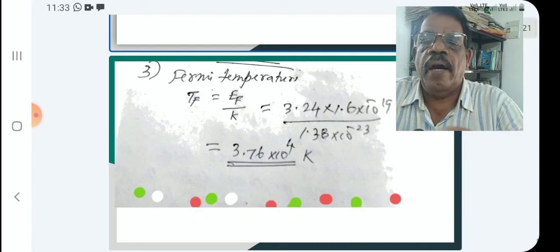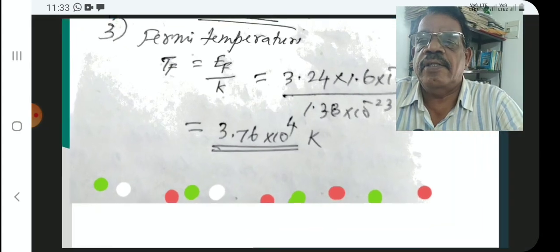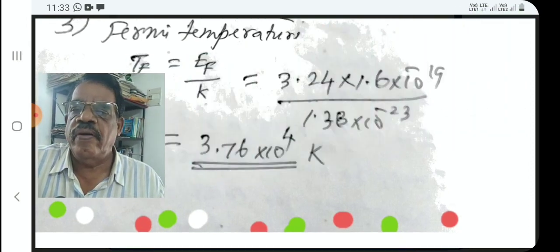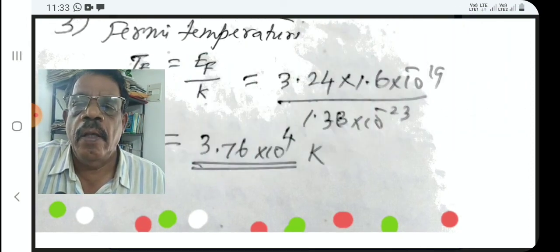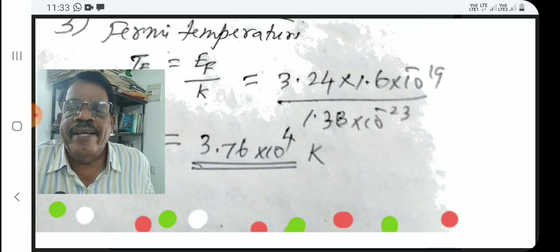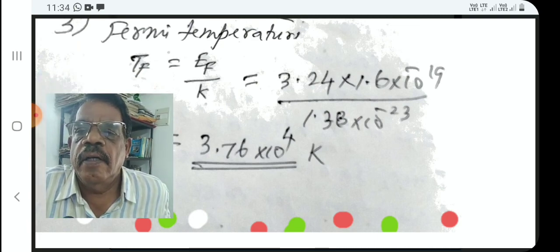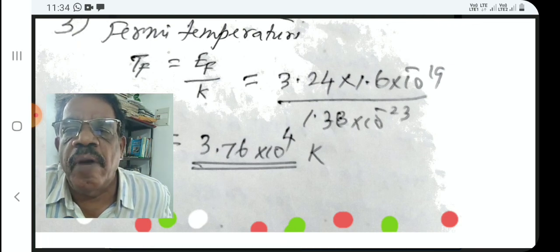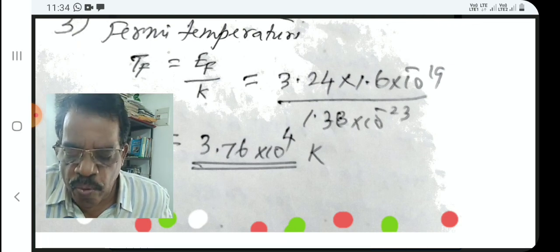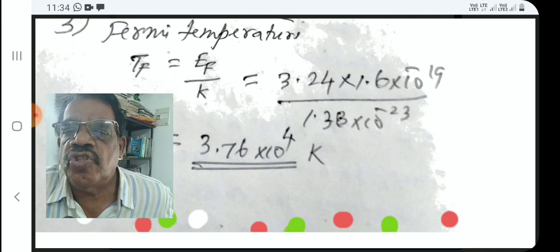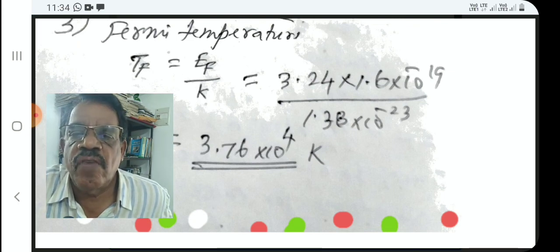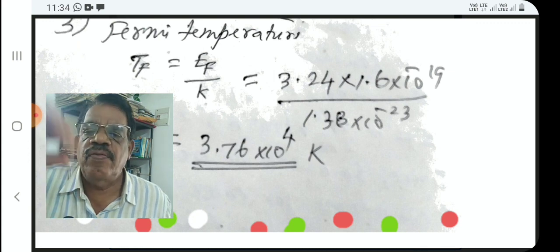Then the last part, Fermi temperature is EF by k, Boltzmann's constant. EF also we have taken from the previous problem, otherwise it will be given in the question. EF is 3.24 eV. We convert into joule by multiplying it by 1.6 into 10 raised to minus 19, divided by k. k is Boltzmann's constant, 1.38 into 10 raised to minus 23. The answer is 3.76 into 10 raised to 4 Kelvin.